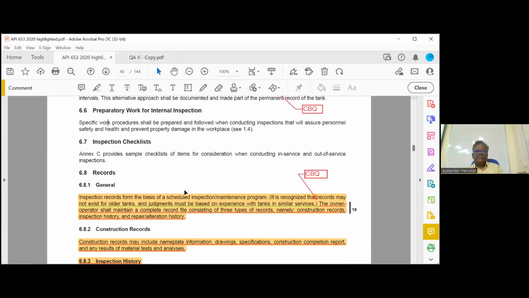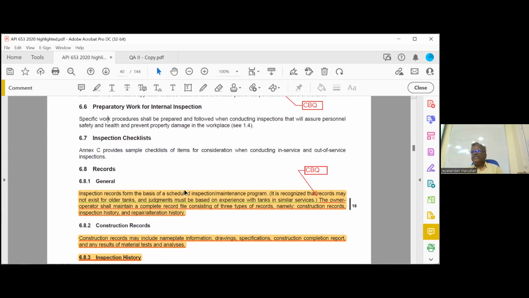Records. Now, who will maintain the tank records in service? The owner operator. What are the different types of records? Three types: construction, inspection, and repair alteration history. Highlight this one. The owner operator shall maintain a complete record consisting of three types: construction record, inspection history, and repair alteration history.